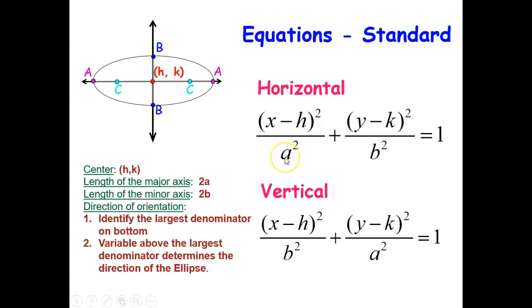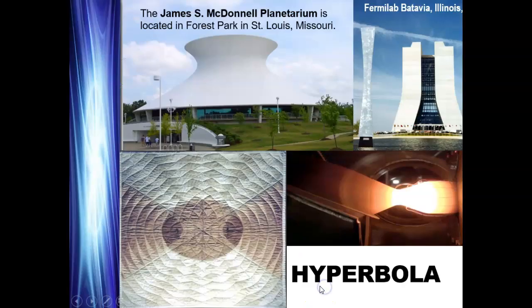So in this case, if a squared is the biggest denominator, then x is above it, so it's a horizontal ellipse, meaning bigger in the horizontal direction. If b squared is bigger on the bottom and it's below the x, or the x is above the b squared, then that tells me that it's going to be longer in the vertical direction. So I don't really have to memorize two equations. I just have to remember that I'm looking for the biggest number, and that will tell me which direction it's going to go. Okay, so the second conic section is hyperbola.